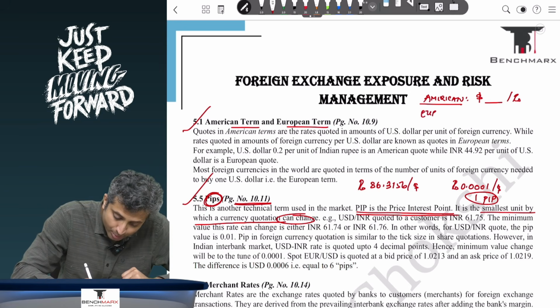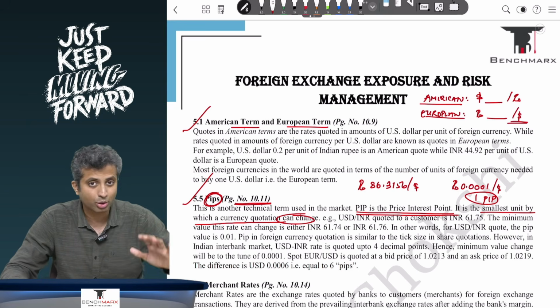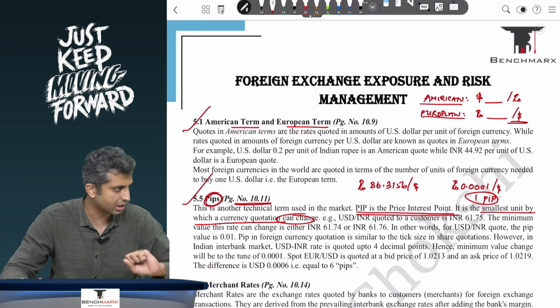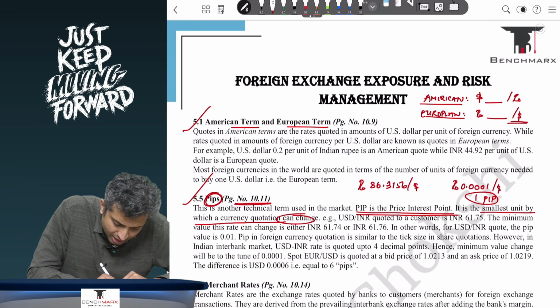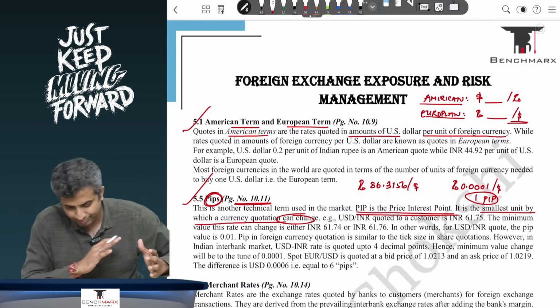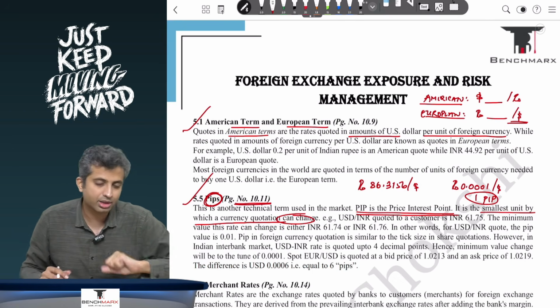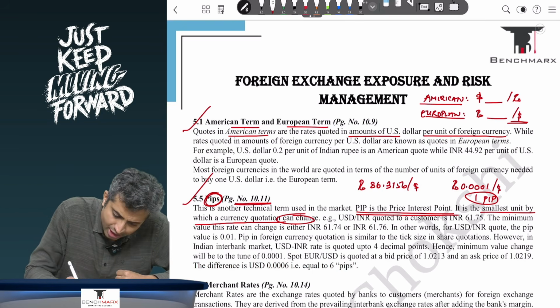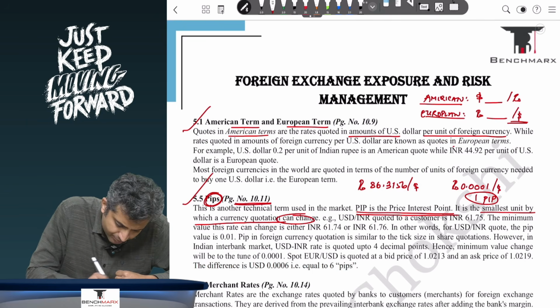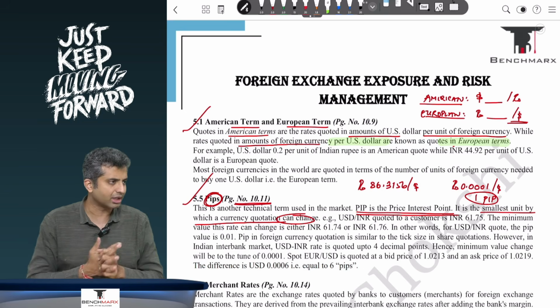However, when you look at a European rate, this is the rate which is, let us say, per unit of dollar. Just remember, most of the rates which are quoted are European rates. These are per dollar. Dollar is the global currency. So over here, quotes in American terms are rates quoted in amounts of US dollar per unit of foreign currency. So per unit of rupees or euro or Canadian dollar. So how many dollars per, let us say, other currency, whereas European rates are in amounts of foreign currency per USD. Per USD are known as European terms. So this is just kind of a reference.